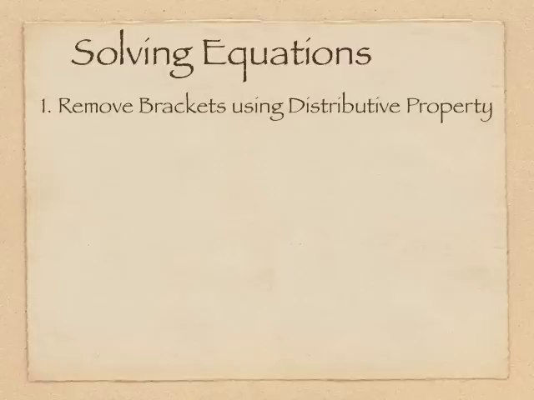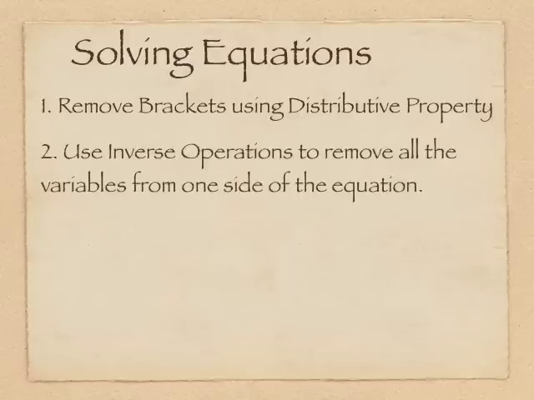We saw in Mission 4 that if we have brackets, we need to remove those using the distributive property. And today, we've got the second rule. We've got all of our rules now. And that's to use inverse operations to remove all the variables from one side of the equation. We're going to start to see more than one variable in our equations now, and that's going to happen in one of two different ways.